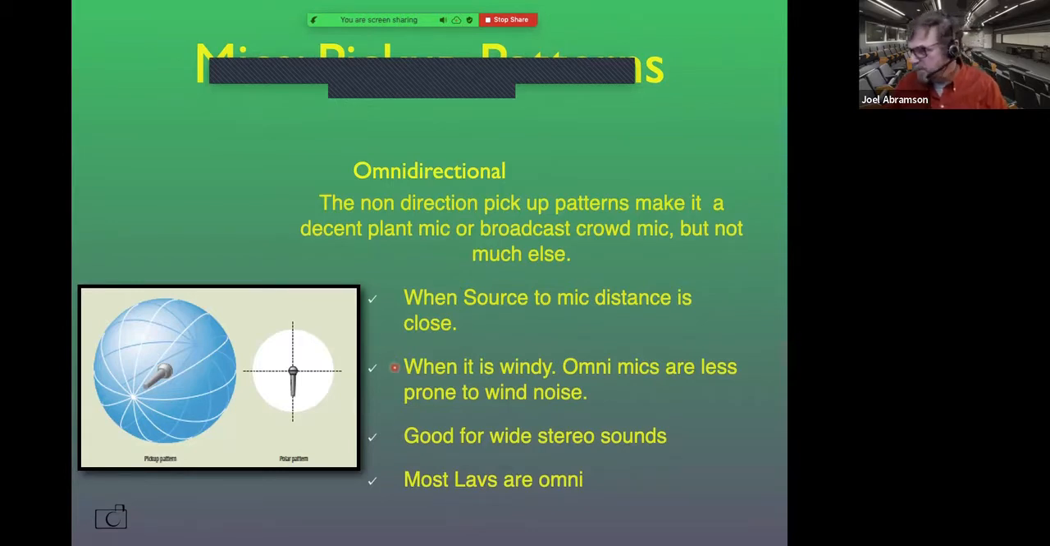They are less prone to wind noise, but I would pick a different type of microphone with the right kinds of accessories before I go to an omnidirectional microphone. They're good for wide sounds, not necessarily stereo sounds, but sounds like if we want to pick up a sound over here and another sound from over here, and we only have one mic choice, well, an omnidirectional microphone might be a good choice because it can pick up sounds from all around the microphone.